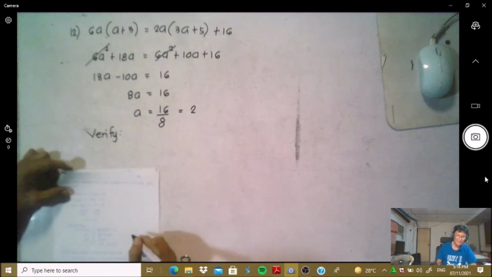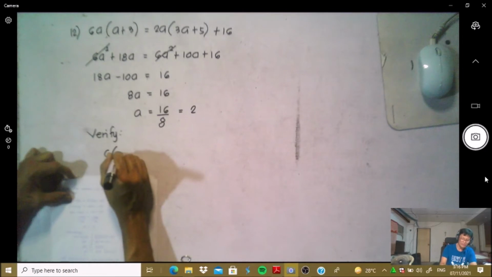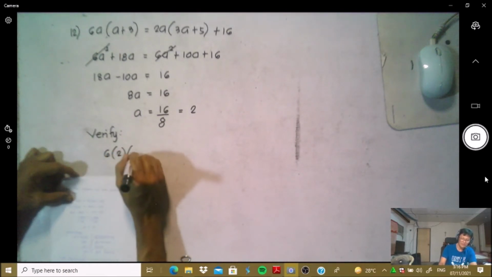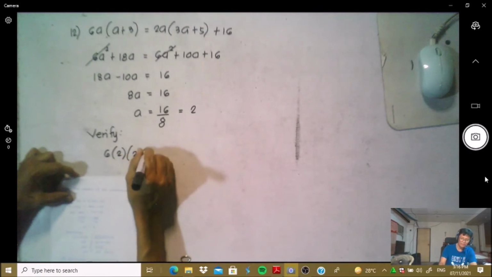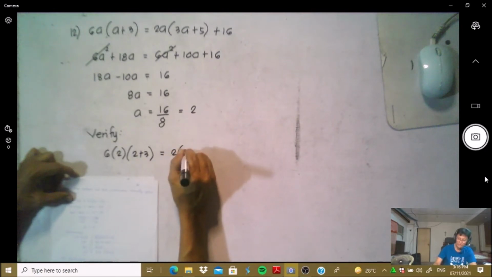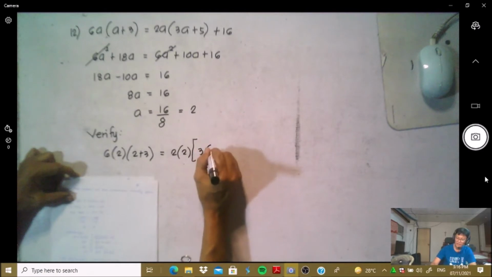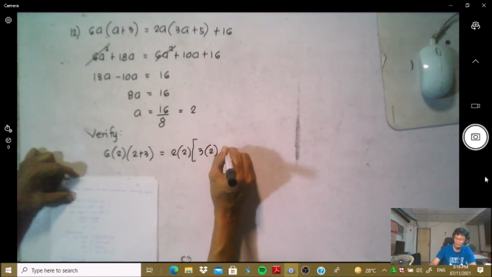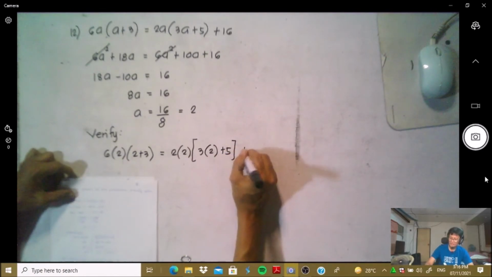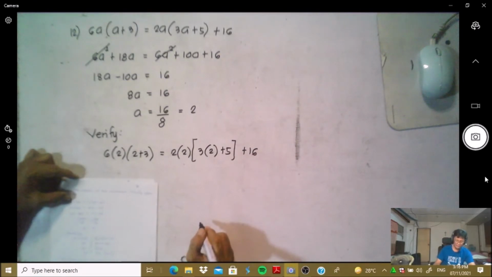We have 6 multiplied by a, which is equal to 2, multiplied by the quantity a, which is equal to 2, plus 3, will be equal to 2 times a, which is equal to 2, multiplied by the quantity 3 multiplied by 2 plus 5, plus 16.